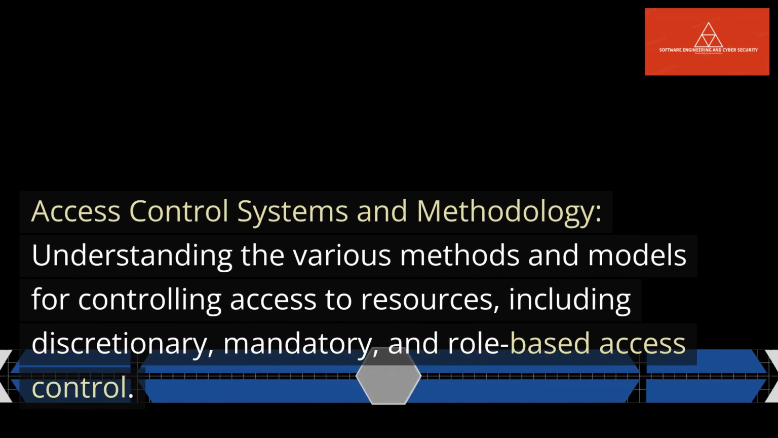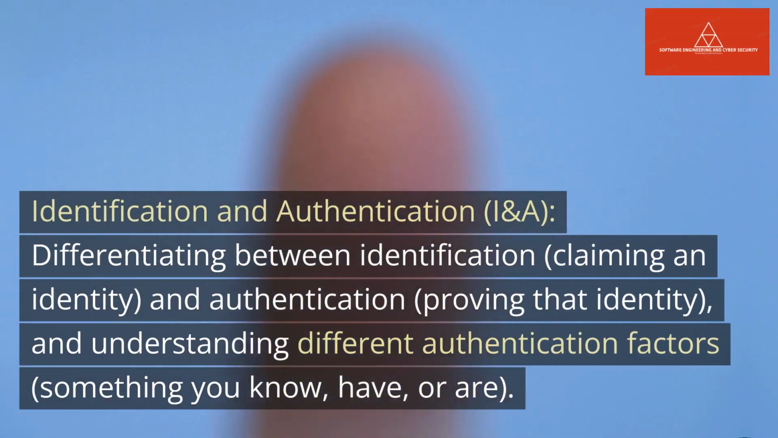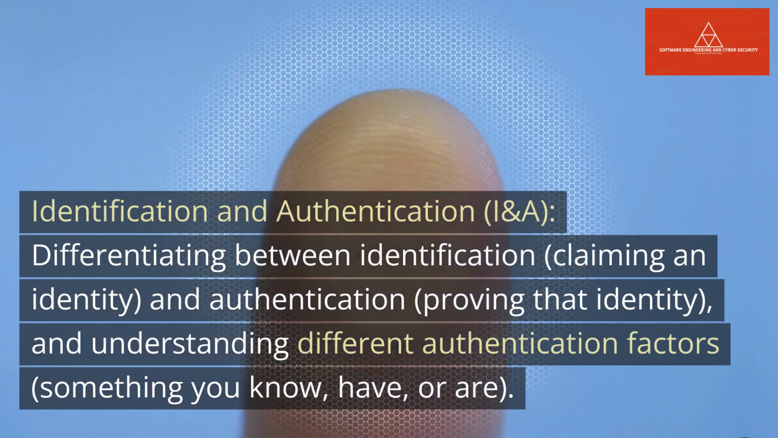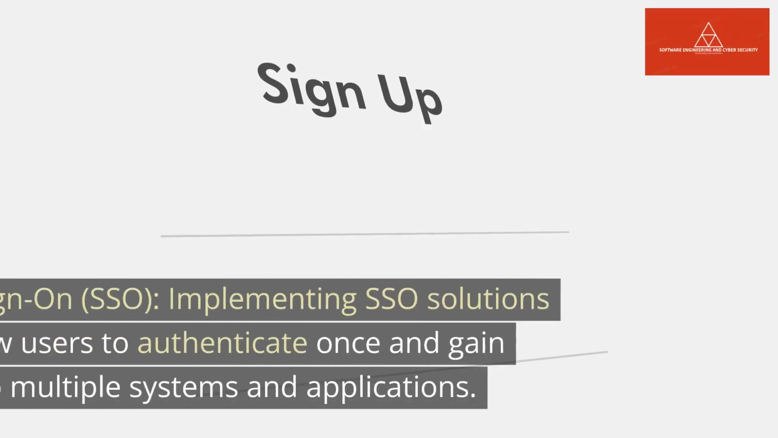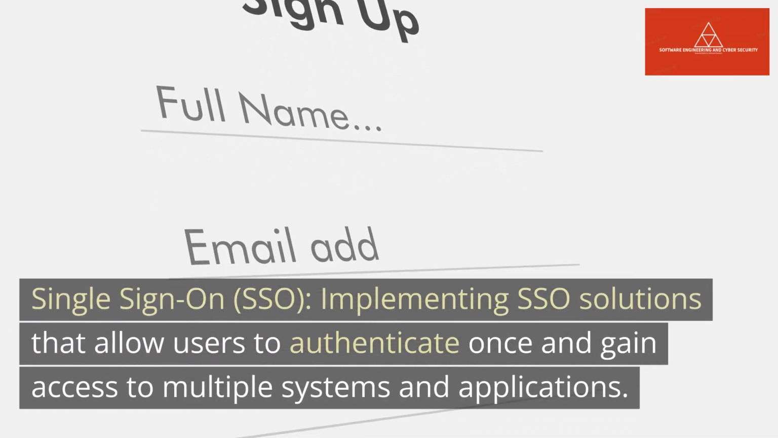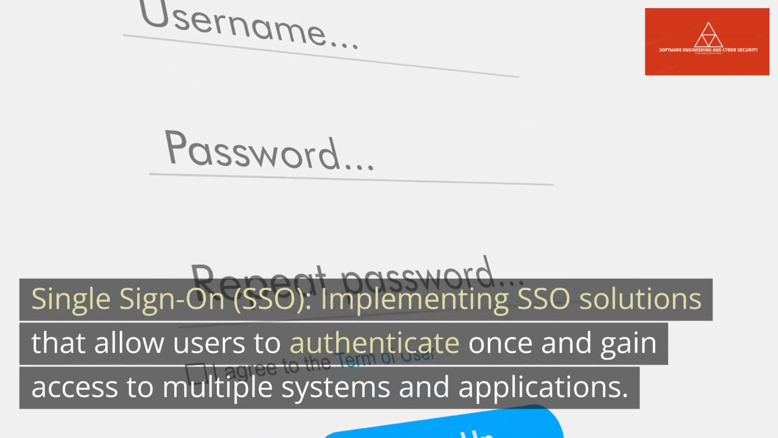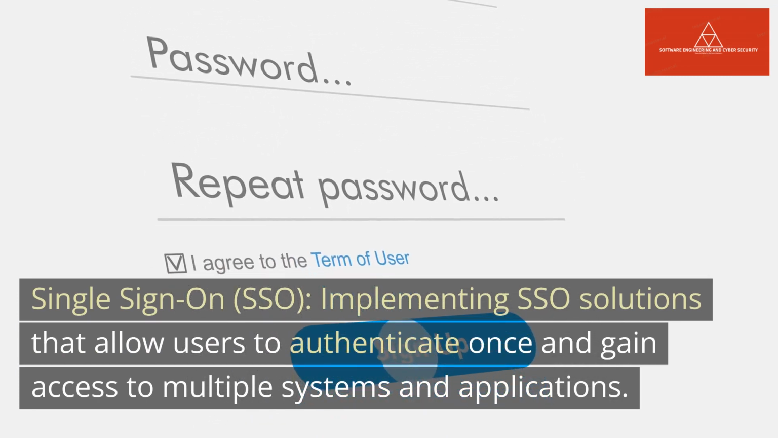Understanding the various methods and models for controlling access to resources, including discretionary, mandatory, and role-based access control. Identification and authentication, I&A, differentiating between identification, claiming an identity, and authentication, proving that identity, and understanding different authentication factors, something you know, have, or are. Single sign-on, SSO, implementing SSO solutions that allow users to authenticate once and gain access to multiple systems and applications.